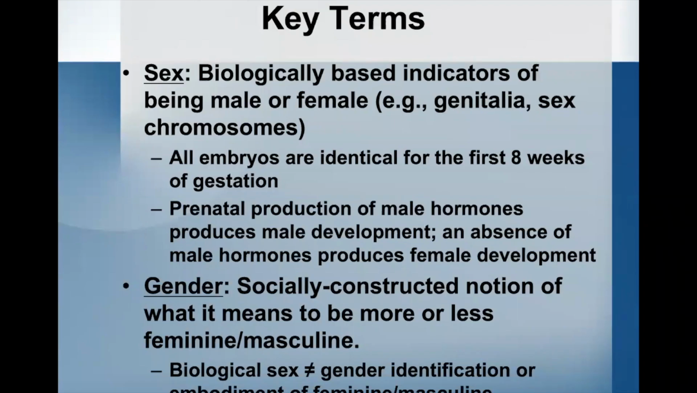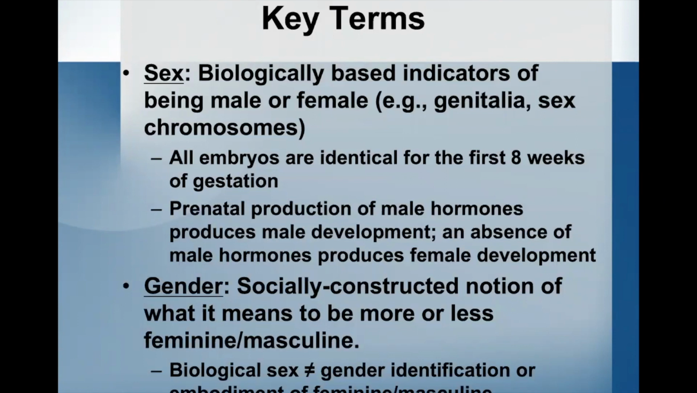Key terms: sex. Sex is biologically based indicators of being male or female, such as genitalia and sex chromosomes. Interestingly, all embryos are identical for the first 8 weeks of gestation. During prenatal development, male hormones produce male development, and an absence of male hormones produces female development. This will be very important later when we think about why someone might have a gender identity that's inconsistent with their biological sex.